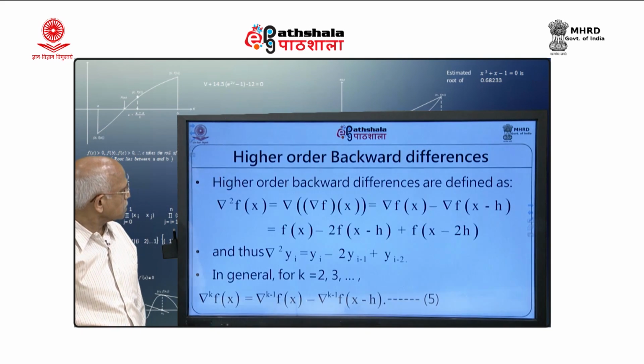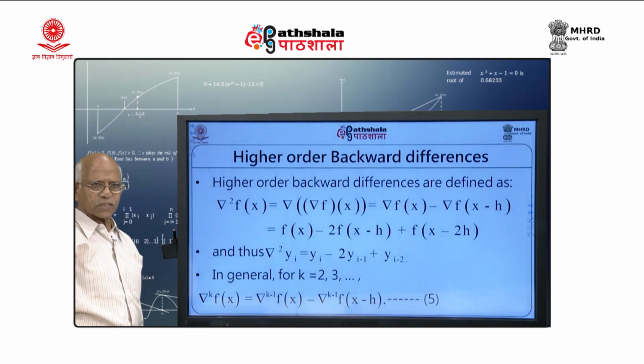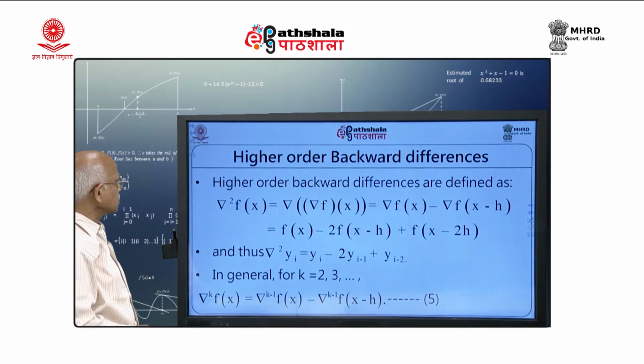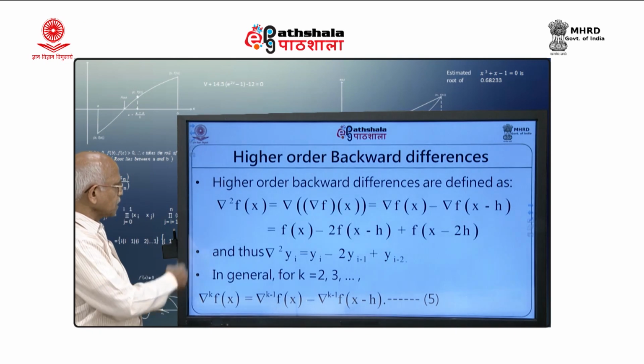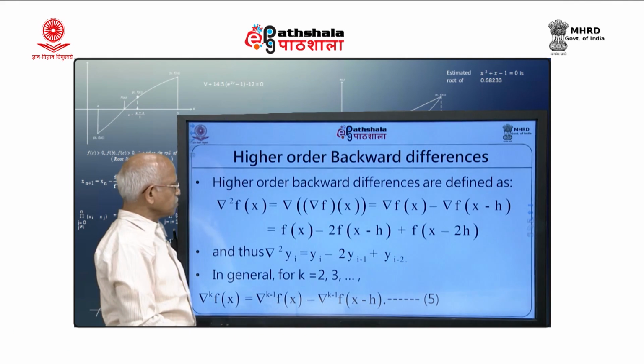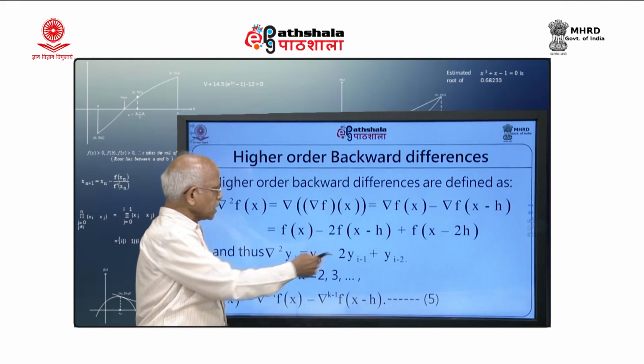You can take the higher order backward differences exactly in the same manner as the forward differences. So, del square f(x) will be nothing but del of del f(x), so del operating on del f(x), and that will give me del of f(x) minus del of f(x minus h), where del of f(x) is f(x) minus f(x minus h), and del of f(x minus h) will be nothing but f(x minus h) minus f(x minus 2h).